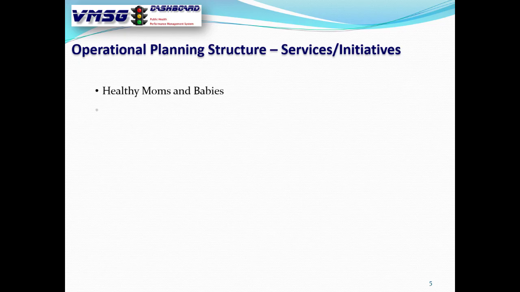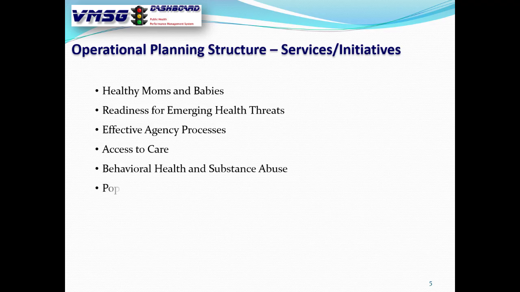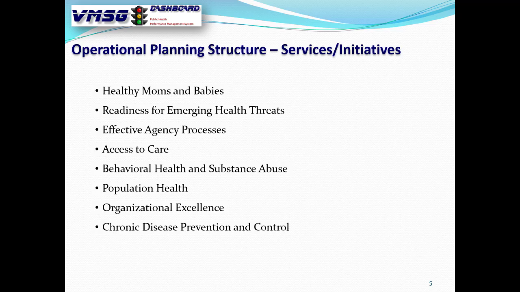Here are some real examples of services and initiatives. Healthy moms and babies. Readiness for emerging health threats. Effective agency processes. Access to care. Behavioral health and substance abuse. Population health. Organizational excellence. Chronic disease prevention and control. Health disparities. And again, tobacco cessation, which we'll be using as an example as we move forward here.